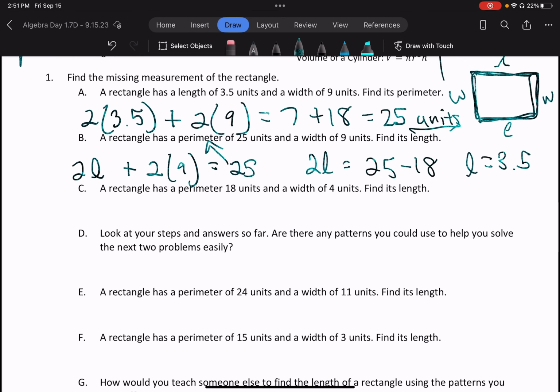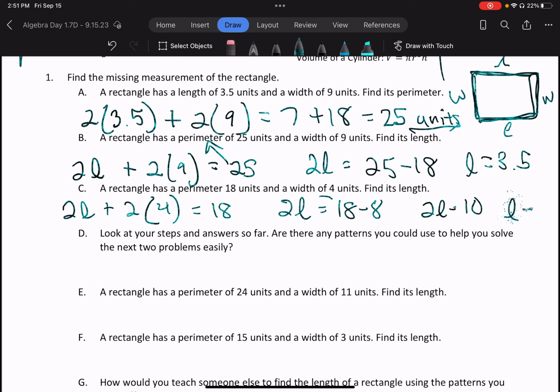And then it says a rectangle has a perimeter of 18 units, and a width of 4 units. So we have 2L plus 2 times 4 equals 18. So that's 2L equals 18 minus 8, or 2L equals 10. Therefore, L equals 5. It says, look at your steps and answers so far.